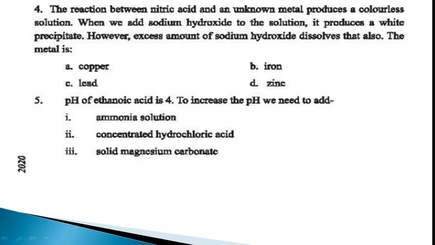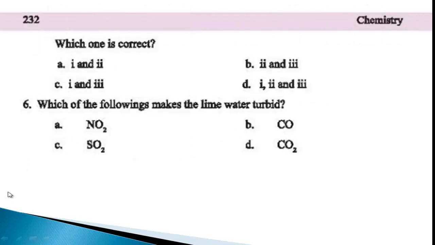So to increase the pH level, we should add ammonia solution, which is basic in nature, and solid magnesium carbonate, which is also basic in nature. So the answer will be 1 and 3. Which of the following makes the lime water turbid? Lime water means calcium hydroxide. So you know that this is actually the lime water test of carbon dioxide gas, and if we pass carbon dioxide through the lime water, then it will turn turbid, because calcium carbonate is produced, which is insoluble in water. So here the answer will be carbon dioxide gas.